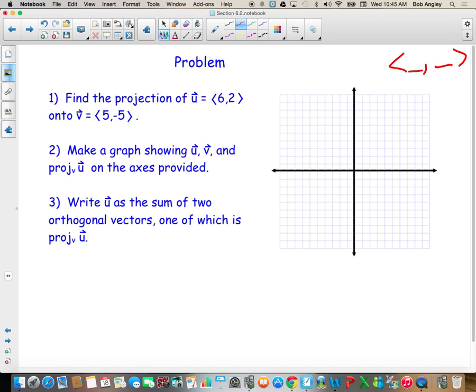All right, now, this problem is actually going to have two things to it. The first thing that we're going to do is find the projection, and then we're going to talk about the relationship that the projection has with the original vector. All right, so that's the two different things. Okay, so now, in number one here, where it says, find the projection of the vector u, where u is 6, 2, onto v, where v is 5, -5.